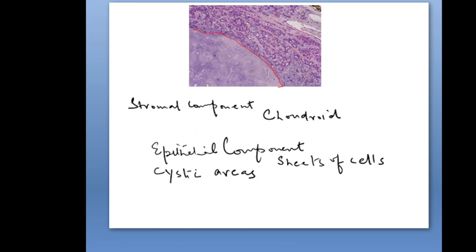Here in this pic we are seeing both stromal and epithelial components. The stromal component contains prominent chondroid area. The epithelial component shows sheets of cells which are arranged as trabeculae or sometimes in the form of islands.